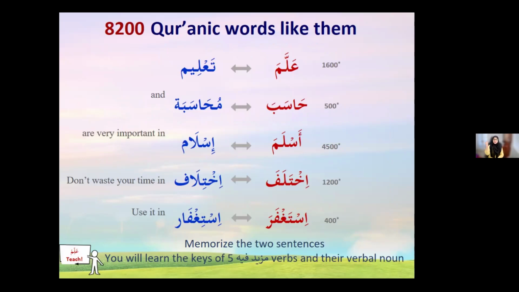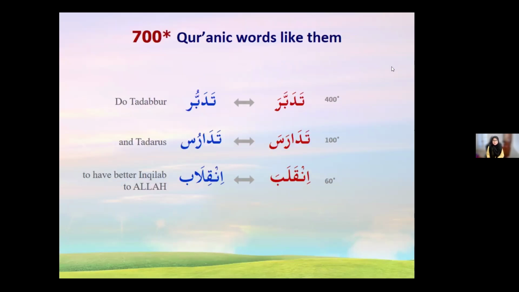Ta'aleem and muhasaba are very important in Islam. Allama, hasaba, aslama. Then don't waste your time in ikhtilaf. Use it in istighfar. Ikhtalafa, istaghfara. We've been repeating this every time, and this appears in the Quran 8,200 times.